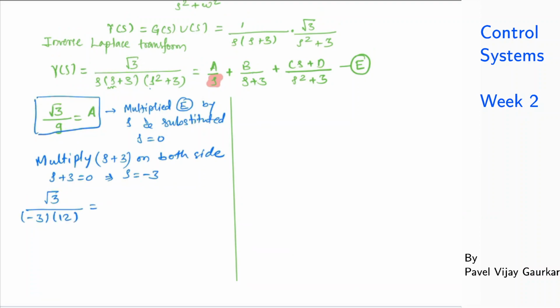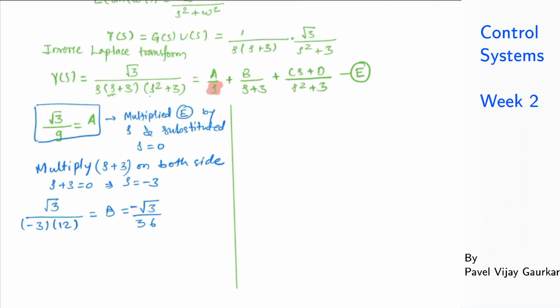And similar story, this term here will become 0 when we multiply by s plus 3. Here the s plus 3 would get cancelled, so we'll be left with b, and here also we'll be multiplying s plus 3, which would then go to 0 when we substitute s equals minus 3. So we have solved for b, whose value is minus under root 3 by 36.